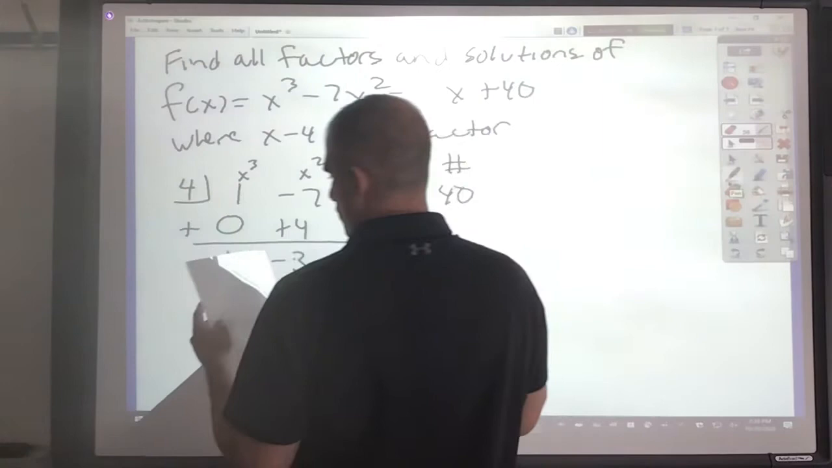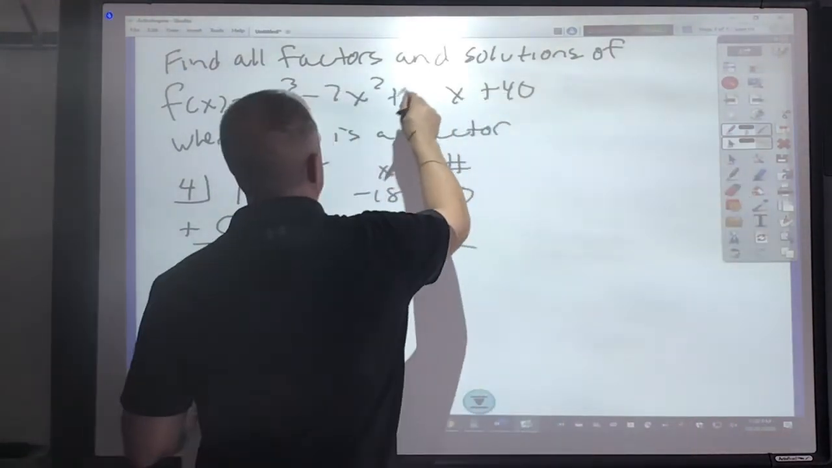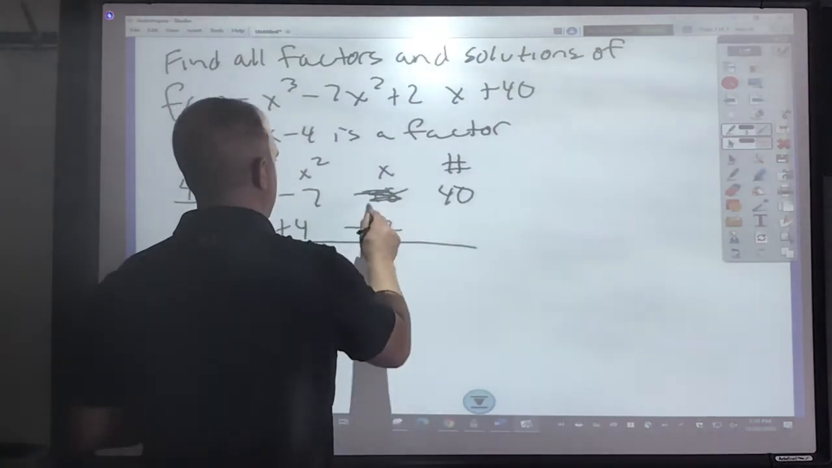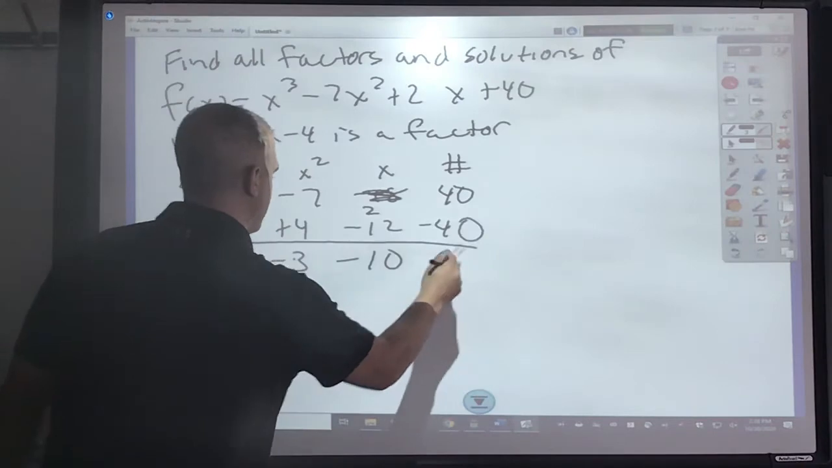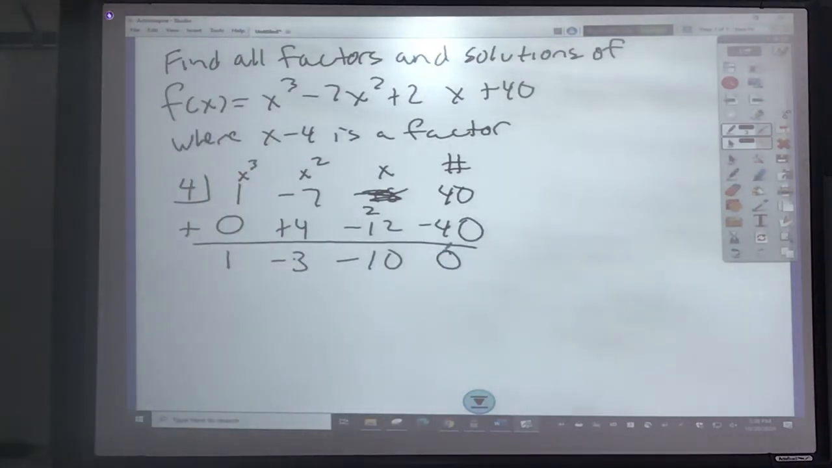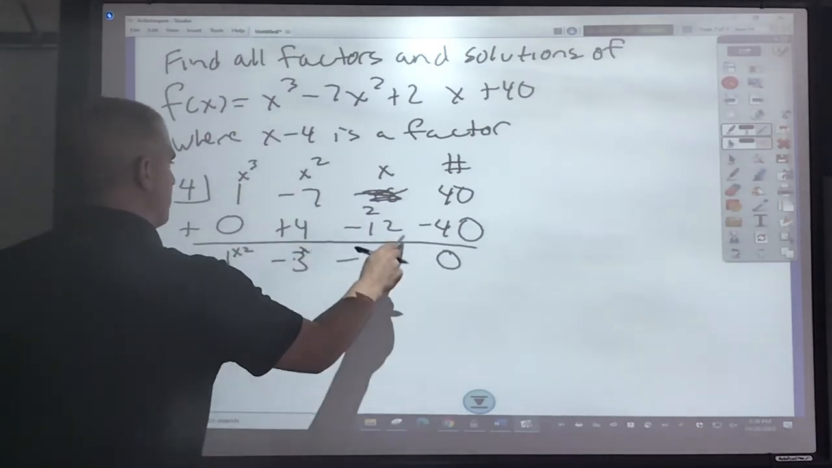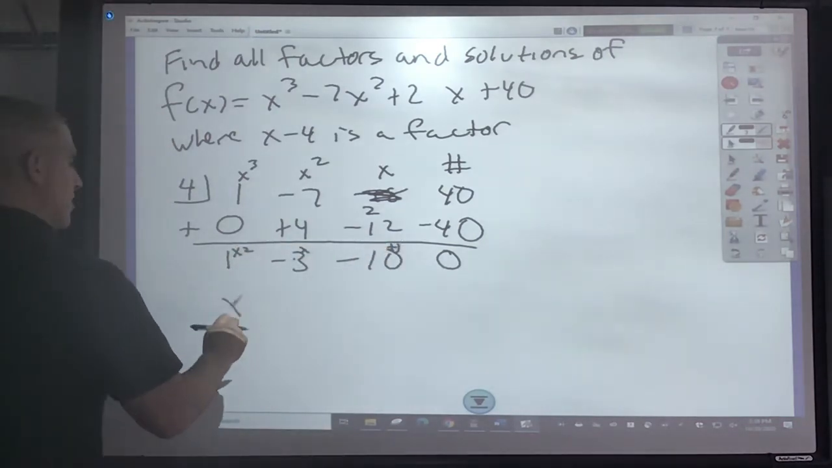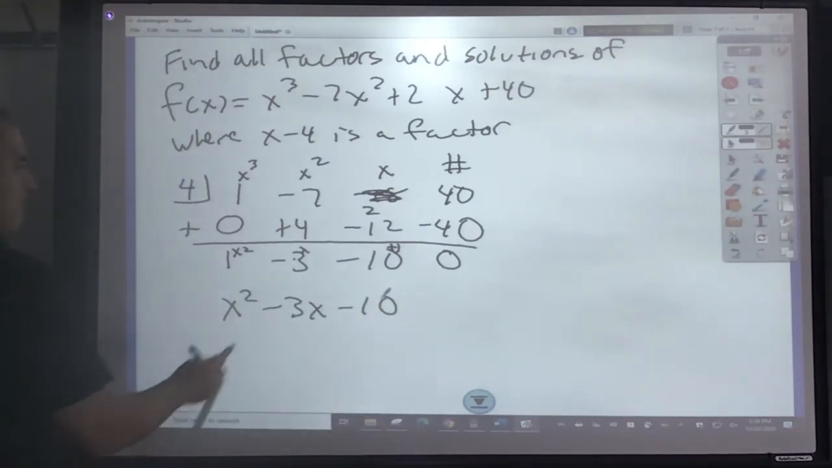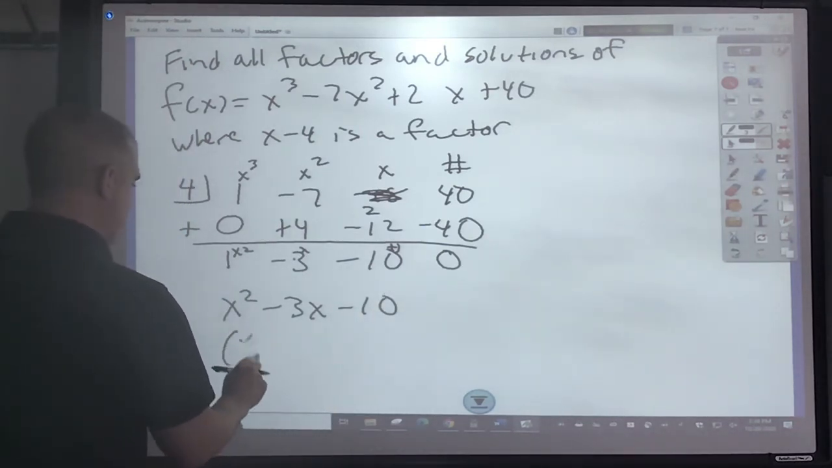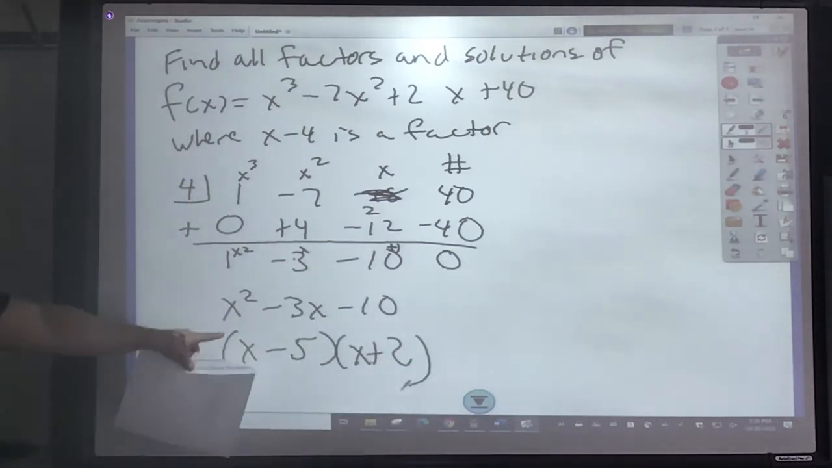Let's change this to plus 2. So, yep, and that would be negative 10. That'd be negative 40. That'd give me 0. Sorry about that. So then what I have here, this is x cubed, this is x squared, x, and number. So I got x squared minus 3x minus 10. Now, this is something very simple to factor. This would be x minus 5 times x plus 2. So I've got these two factors.